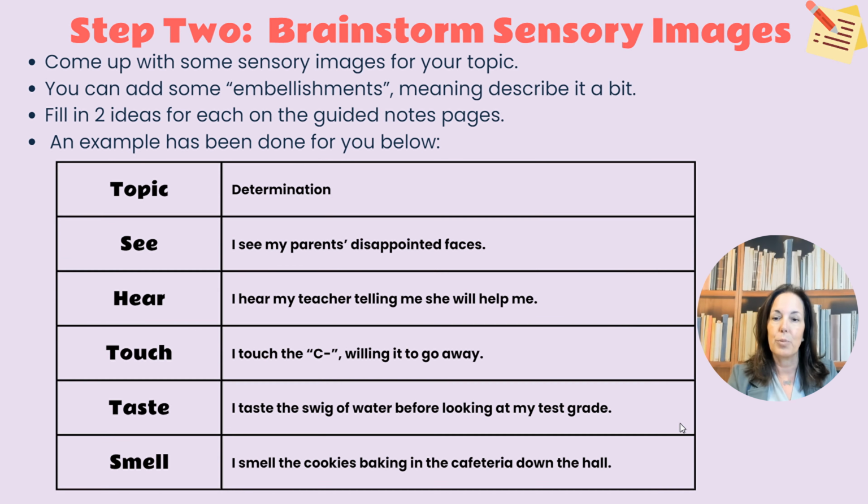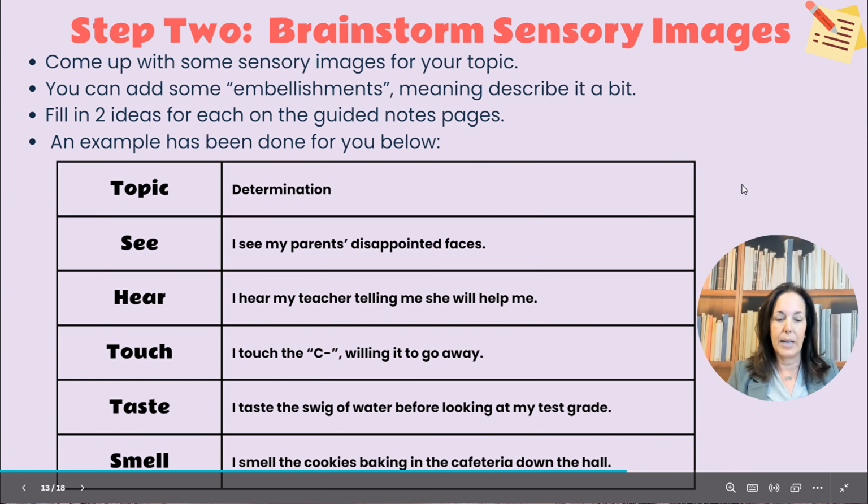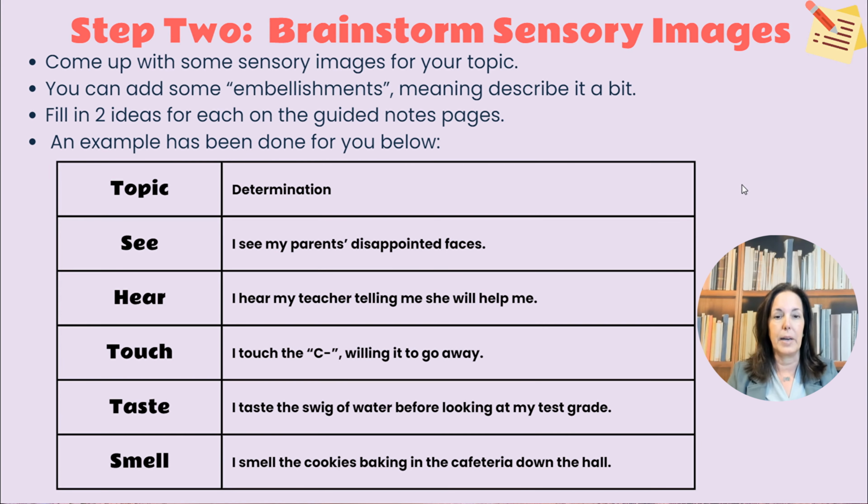Next, step two, brainstorm sensory images. Come up with some sensory images for your topic. You can add some embellishments, meaning describe it a bit. Fill in 2 ideas for each on the guided notes page. An example has been done for you. Okay, so my topic I chose is determination because I wanted to turn it and all that worry into something positive. For C, I see my parents' disappointed faces. Here, I hear my teacher telling me she will help me.